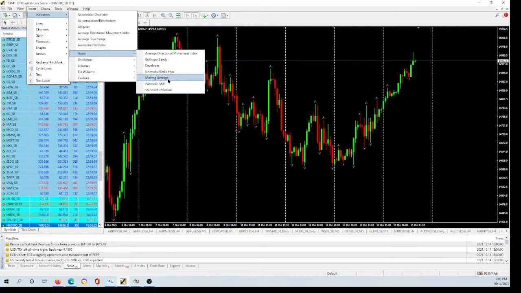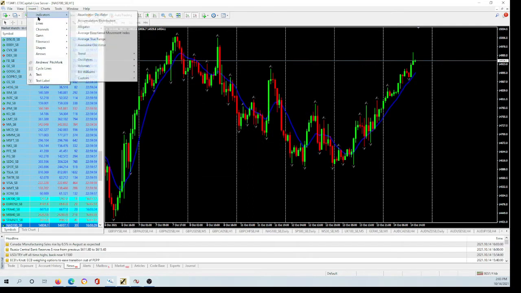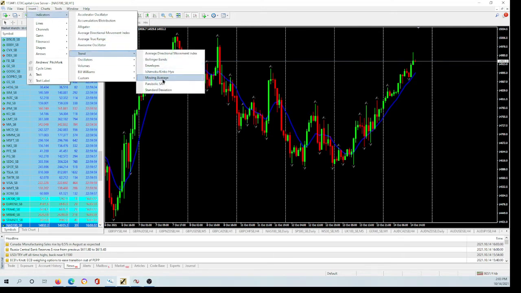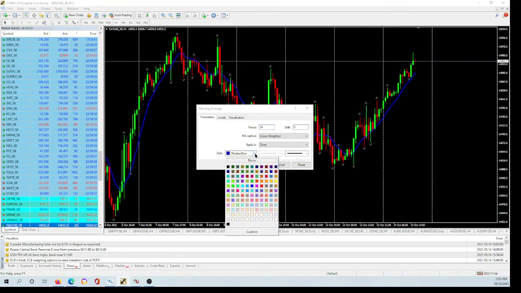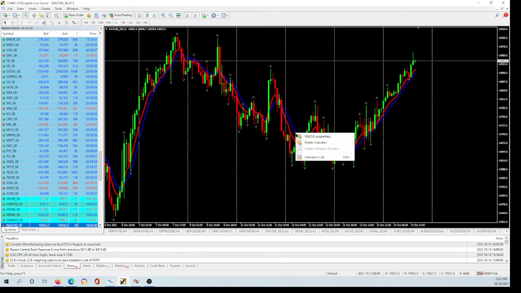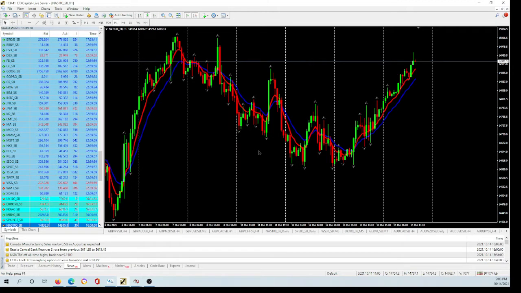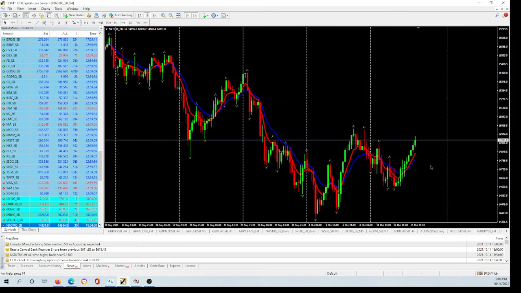trend indicators. Then you have the moving average. So this is the 14, and then you have trend indicators, the same. You change this to red or whichever color you want. Then this is 7. Okay, so you can make exponential moving average. Okay, so exponential moving average, that is it. So you can see it's the same strategy.